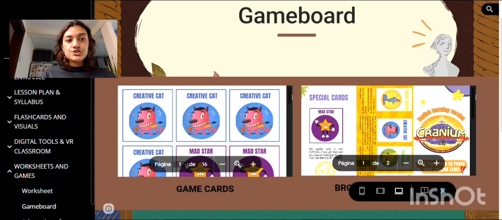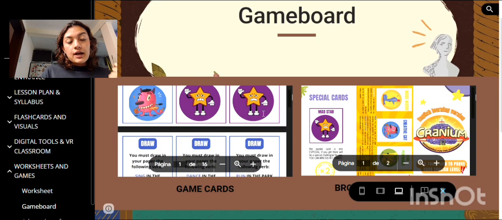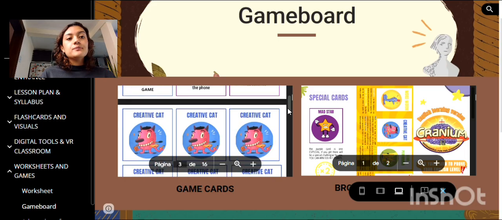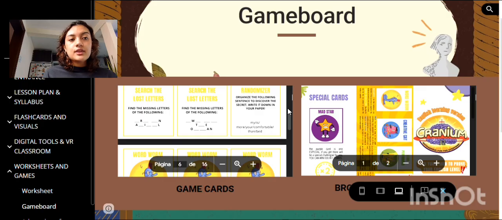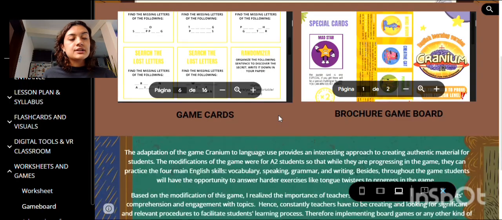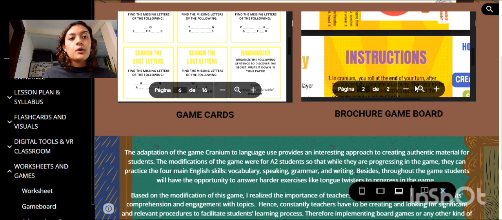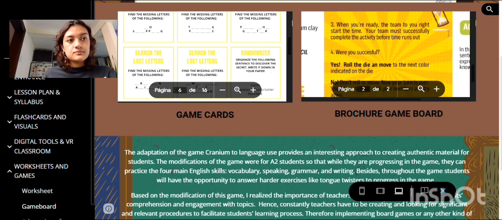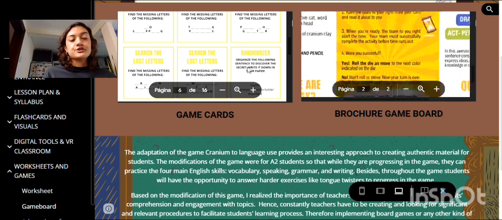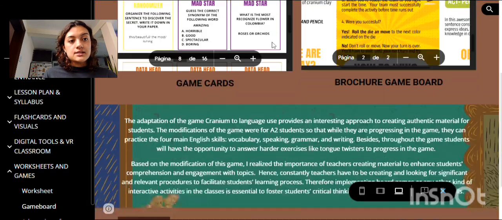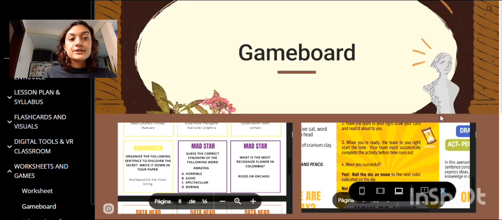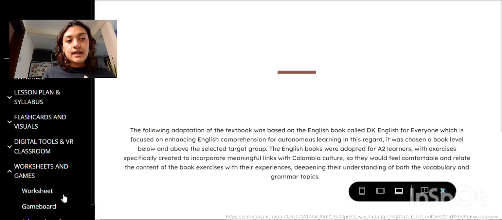To find the adaptation of the game board, I was able to explore and to be creative in order to adapt this game to the necessities of the A2 learners, while finding a dynamic and interactive way of teaching English. They could practice the four main skills and enhance their ability in these skills, increasing motivation and comprehension of the topics with these games.